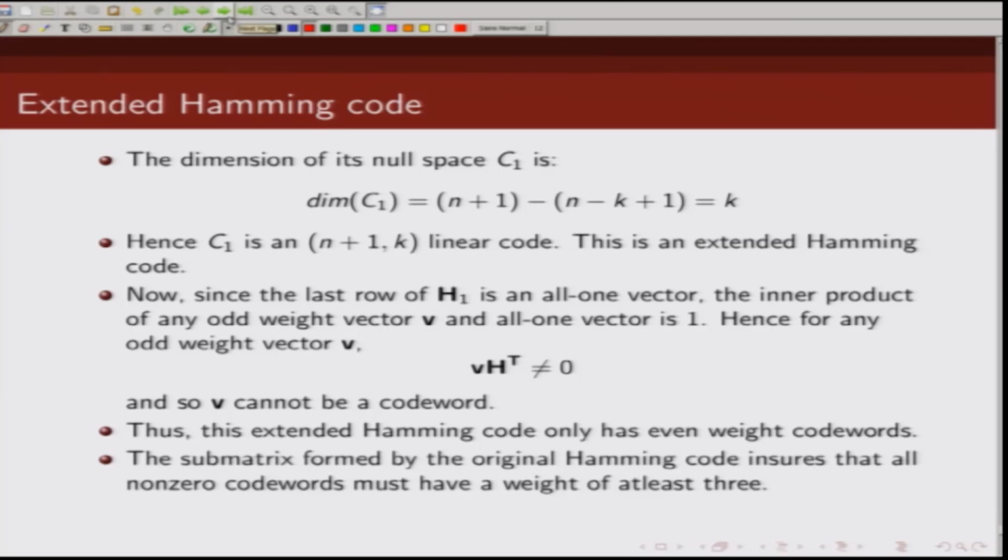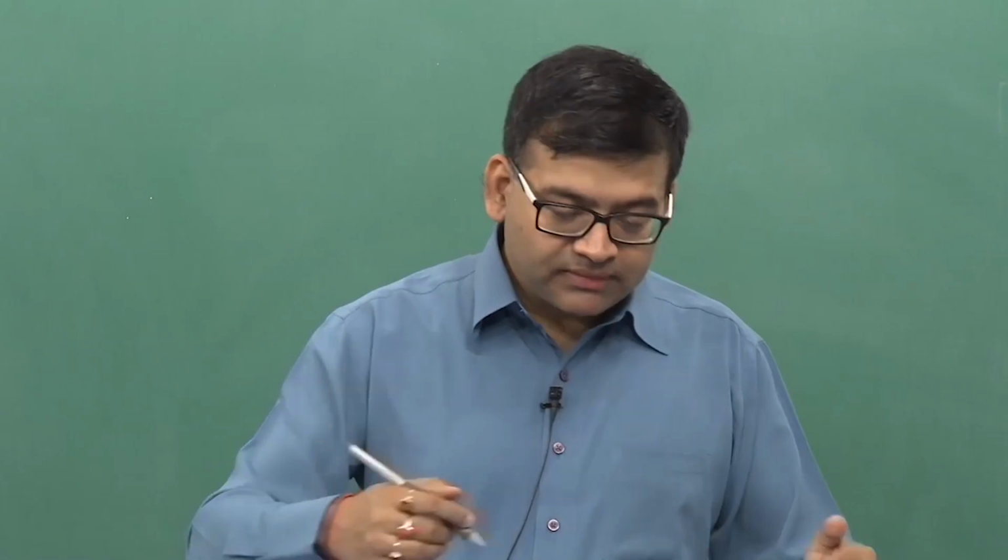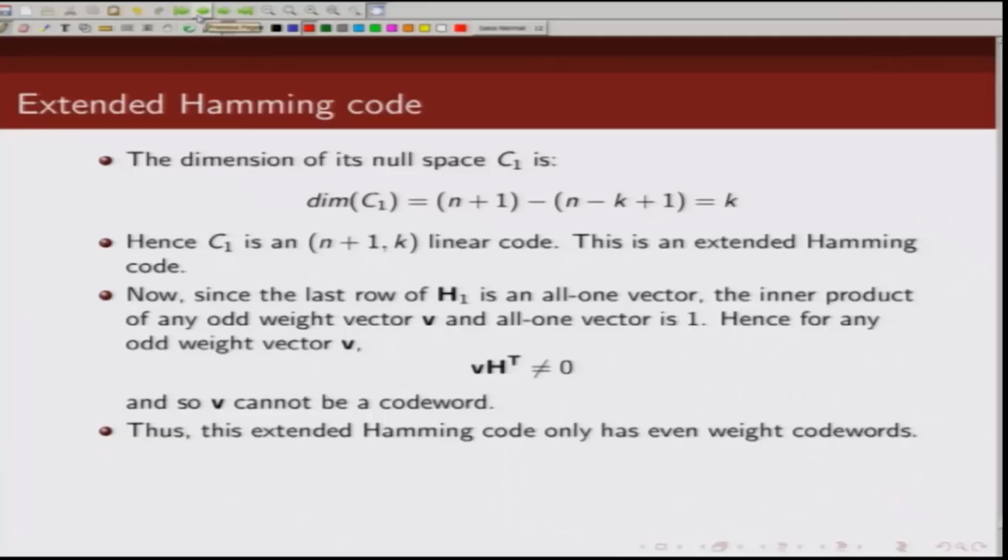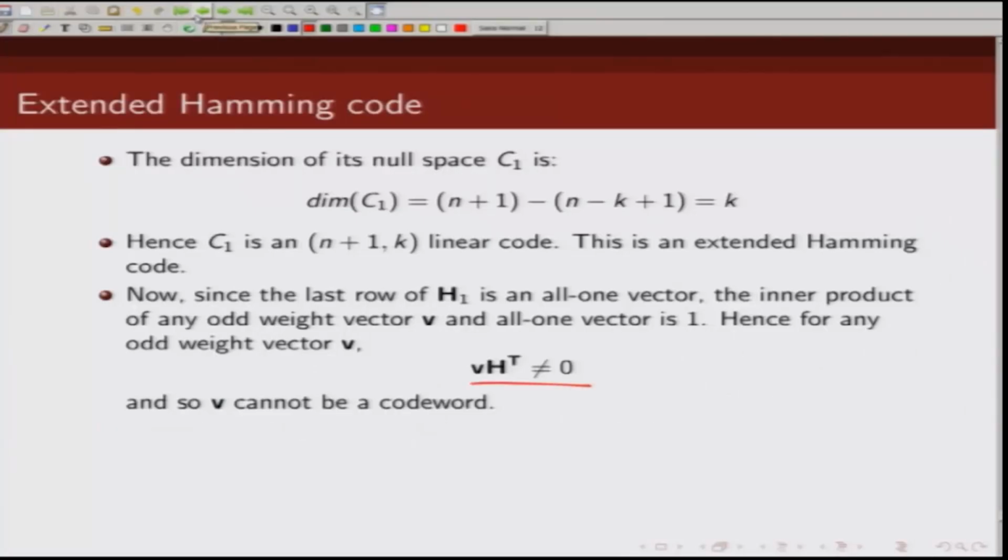Now, please note that some of the techniques that we mentioned here, extension, shortening, expurgation, are valid for any other linear block codes too. And these are some of the ways in which we can change the code parameters. So, with this we conclude this lecture. Thank you.